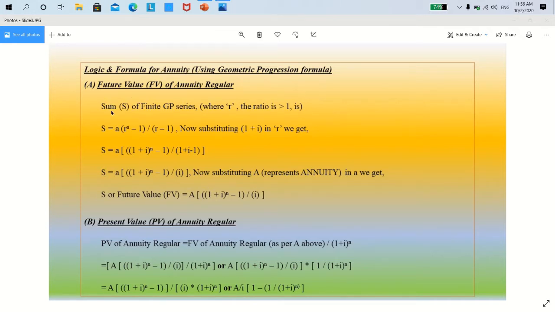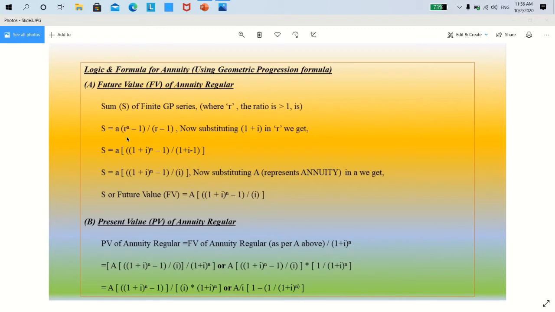You find that the sum of the finite GP series is denoted as S, capital S, is equal to small a multiplied by (r to the power n minus 1) divided by (r minus 1), where a denotes the first term, r denotes the common ratio, and n denotes the number of terms. Now one might be wondering, why do I need this formula when I am in the chapter of annuity? Now students, it is here that you need to understand what I am trying to repeat again and again. This topic is not at all tough, specifically the way the impression is given.